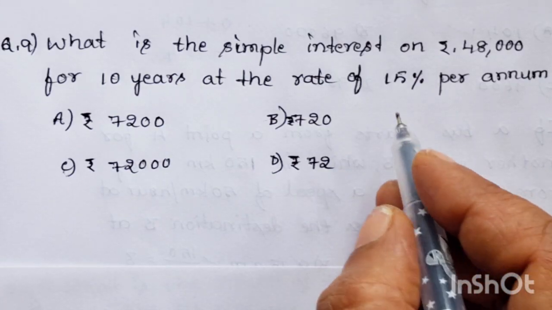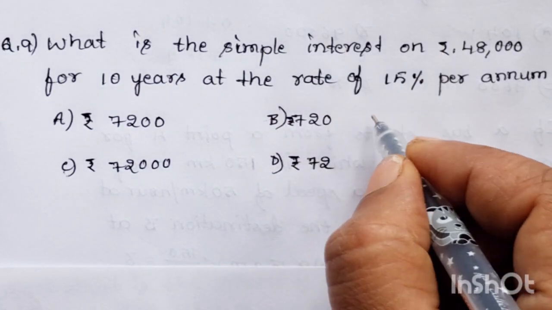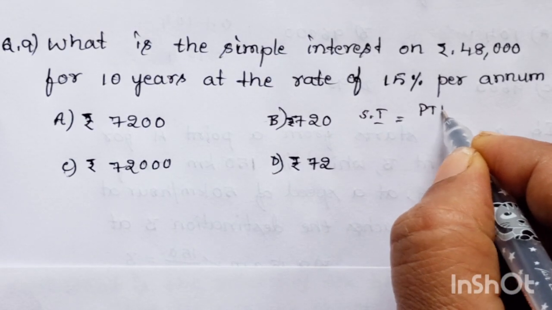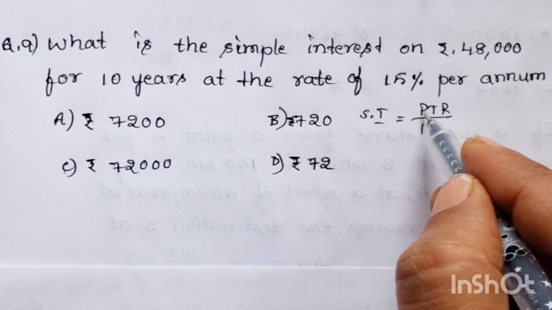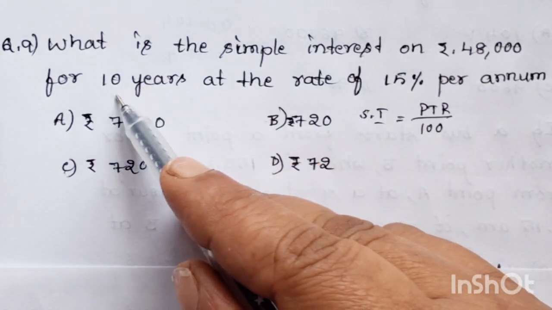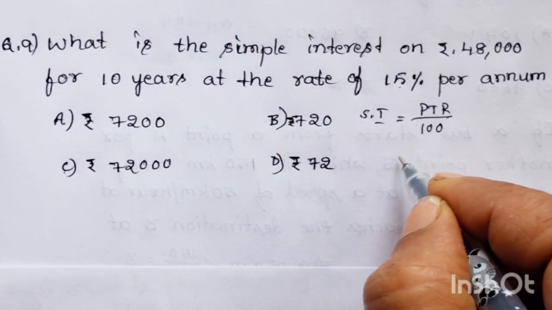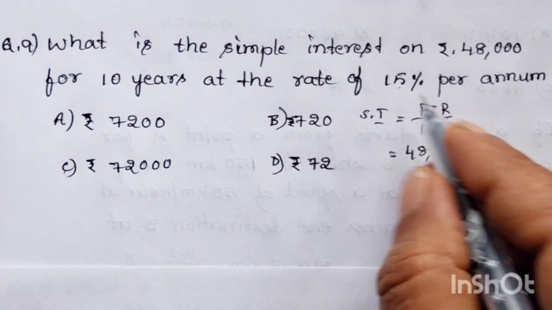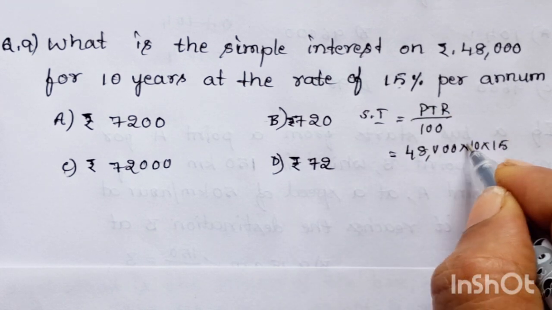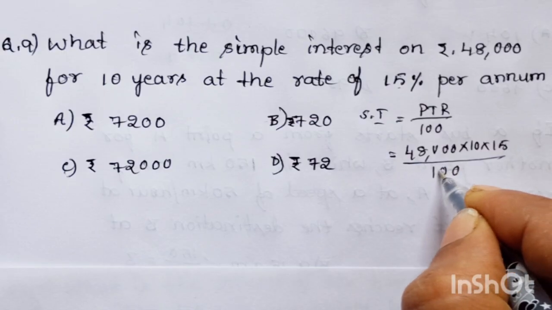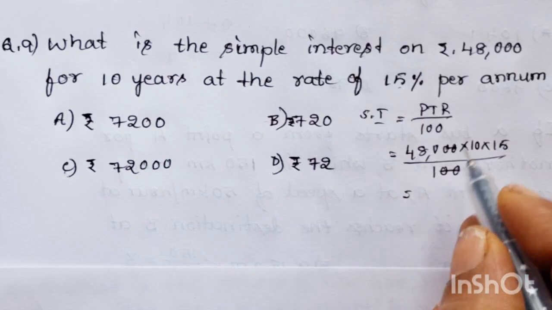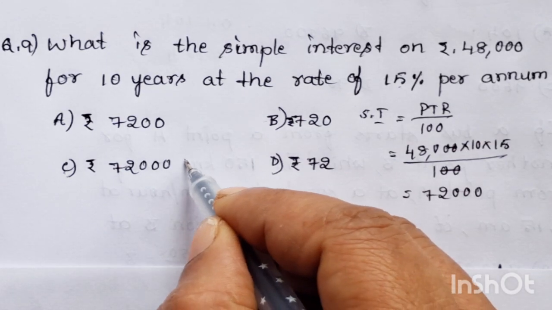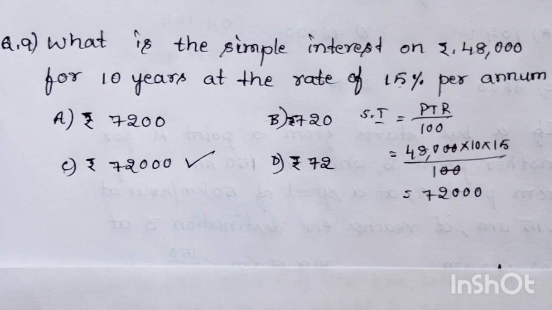Here we need a formula for simple interest. So simple interest is equal to PTR over 100. So P is the principal amount, T is the time, 10 years, and R is the rate of interest, 15%. So 48,000 multiplied by 10 multiplied by 15 over 100. On simplification, we get 72,000. So correct option is C, rupees 72,000.